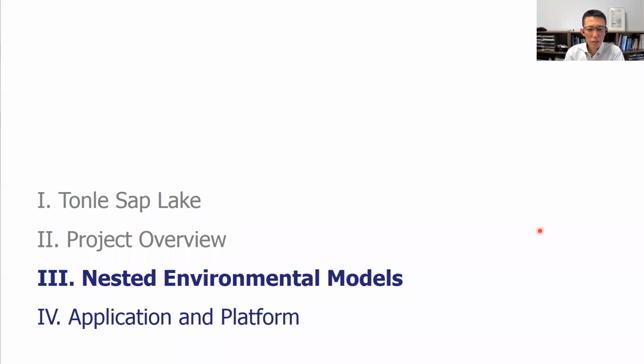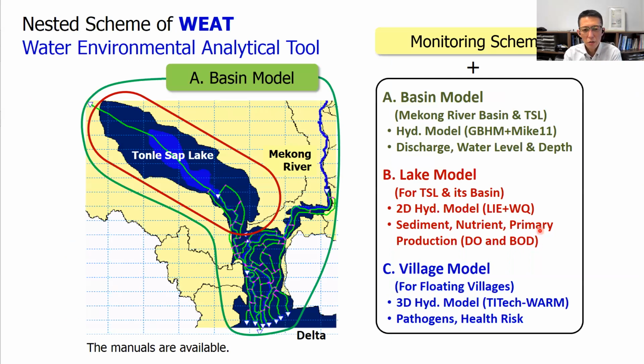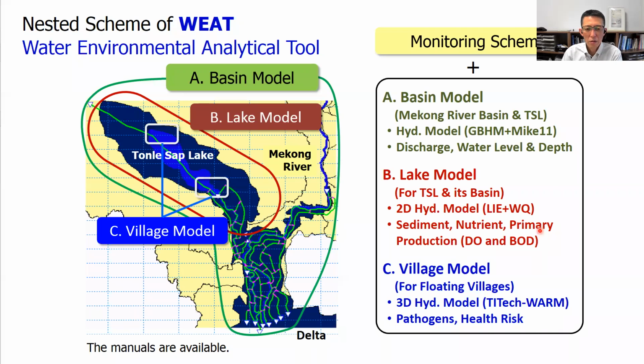So now I would like to explain what our nested environmental models are. Just remember the lake property here. The lake is located in a transboundary basin, and it's highly dynamic. The size of the lake is changing over time, and it has a huge flat plain, so it's difficult to define the border, actually. To deal with this issue, we set up three different models, and then they are combined.